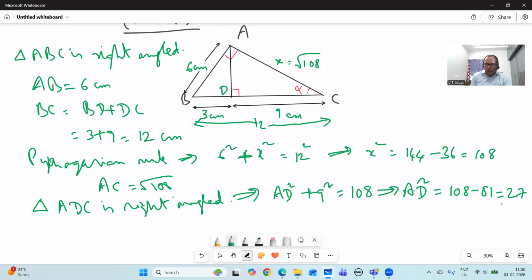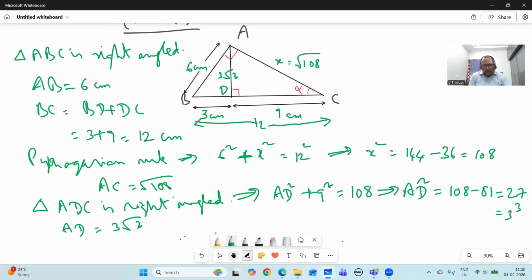So this is 3 cube. So AD becomes how much? AD is root 3 cube. That is 3 root 3, root 3 into 3 square. That is 3 root 3. So we have got AD here. It is 3 root 3.